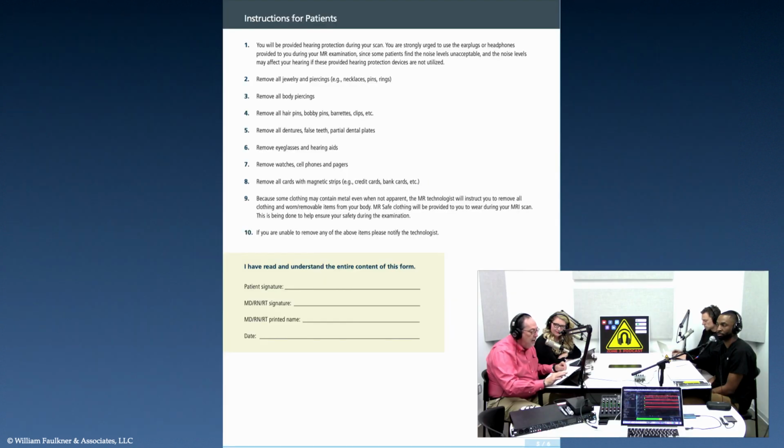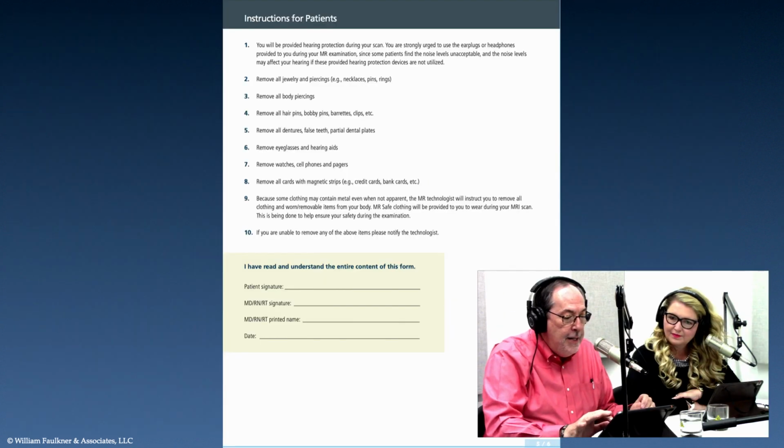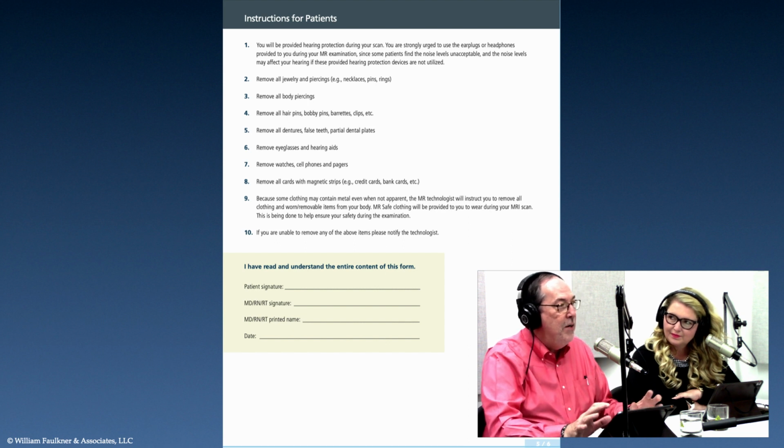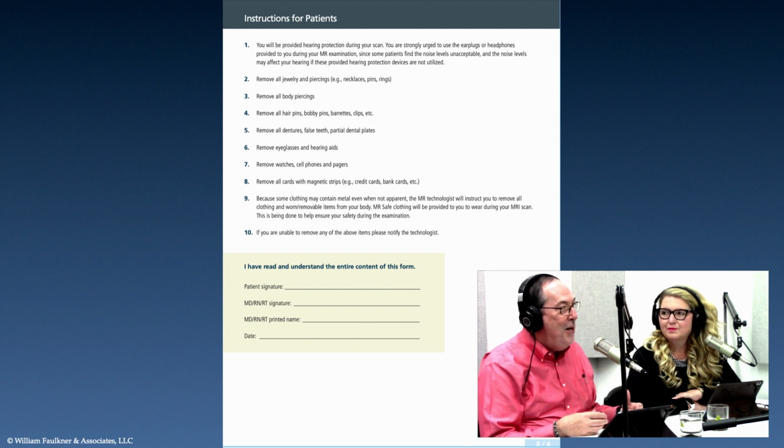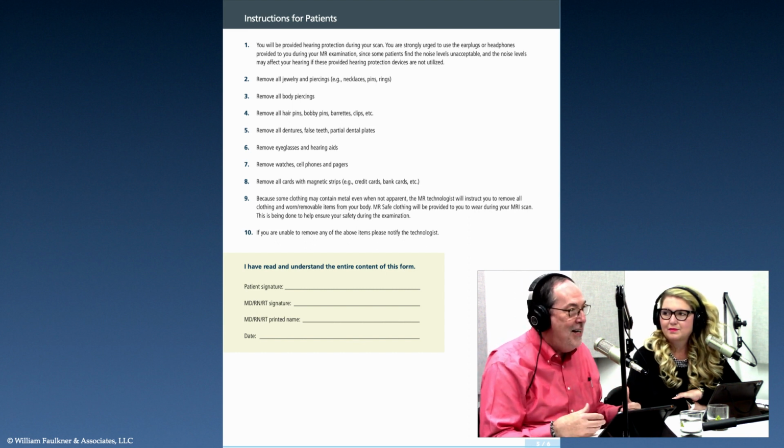This next one is just a single page, and it says instructions for patients. You will be provided hearing protection. You're strongly urged to use the earplugs or headphones. This is interesting to me. We personally are of the opinion that hearing protection is not optional. It's mandatory.